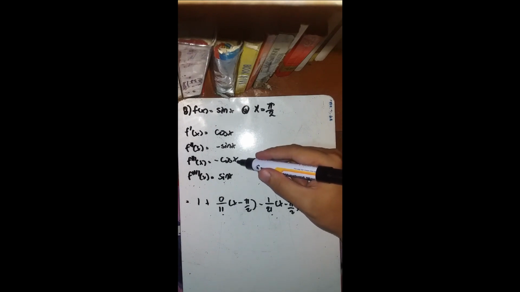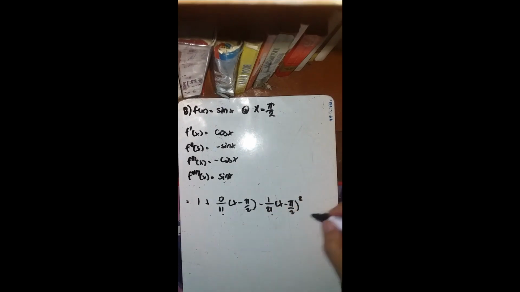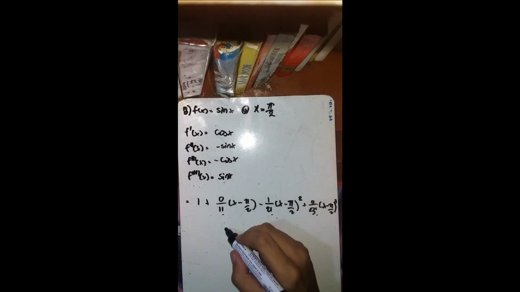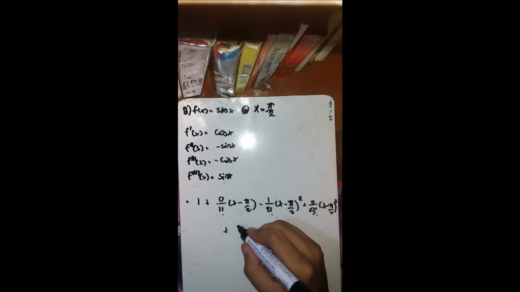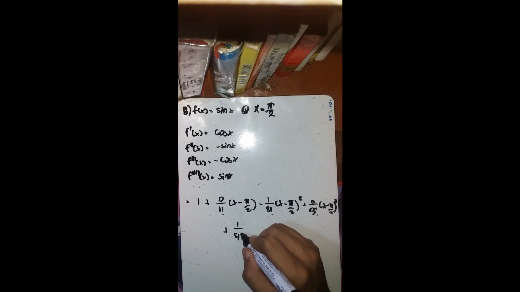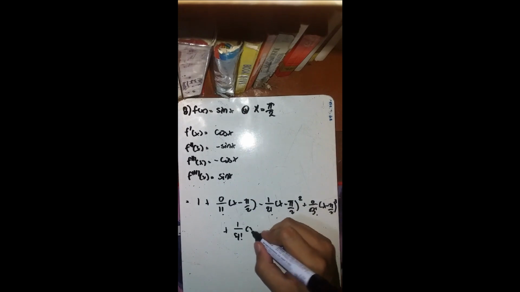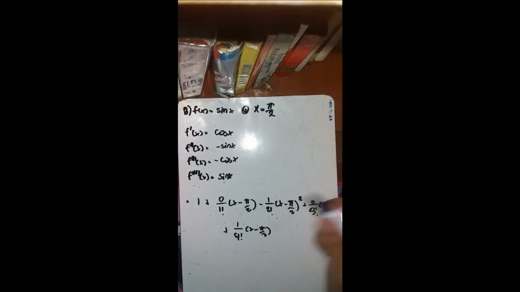Next we have here cos pi over 2 again is equal to 0, over 3 factorial times (x minus pi over 2) raised to 3. Next we have here sine pi over 2 is equal to 1 over your fourth factorial times (x minus pi over 2) raised to 4.